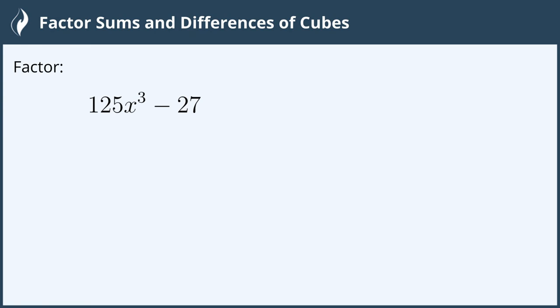So we're going to look at our numbers and see if I can square root or cube root them. The first number is 125, and 125 is not a perfect square. So let's try a cube root. The cube root of 125 is 5. Now we know that that's a perfect cube. Let's go ahead and check out the variable as well. If I have x cubed, the cube root of x cubed is x. So 125x cubed is a perfect cube.